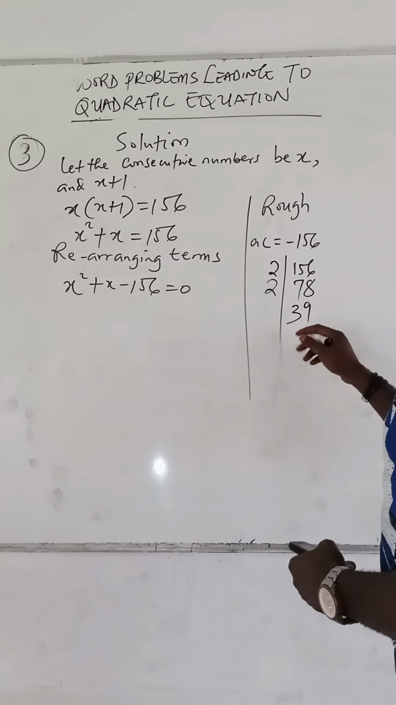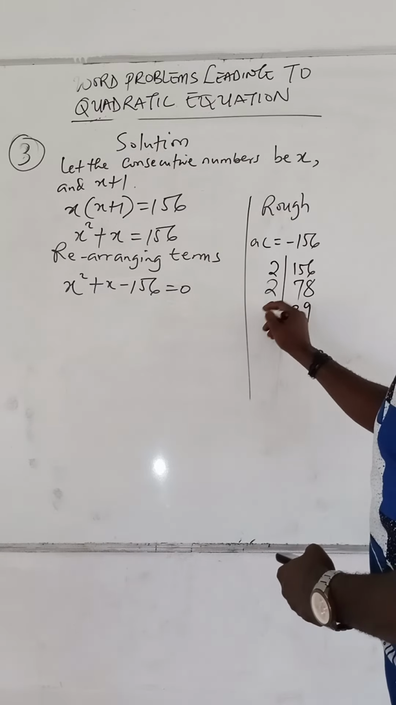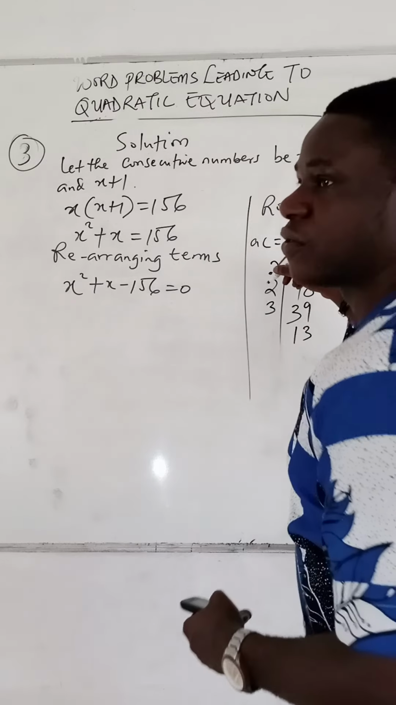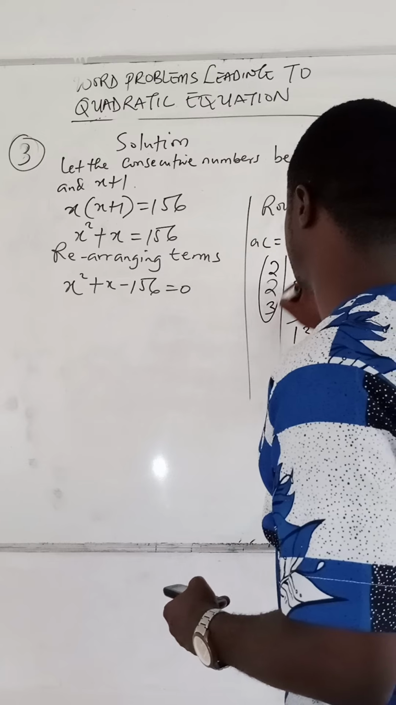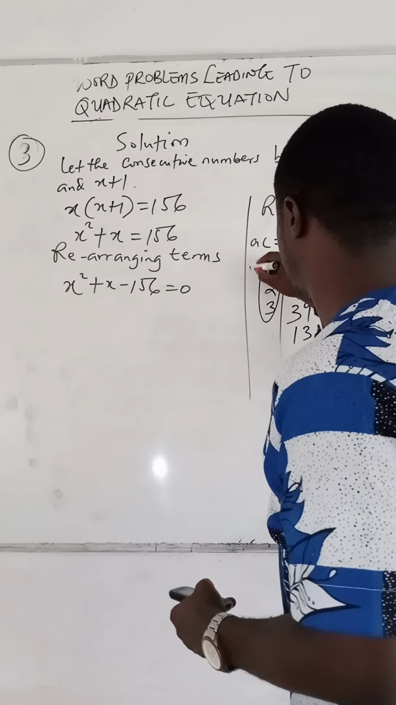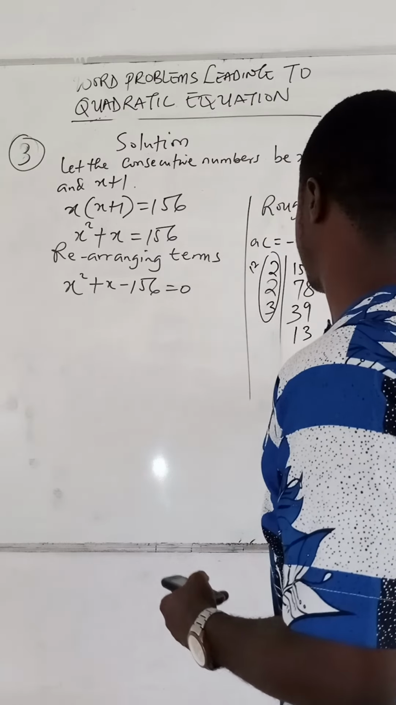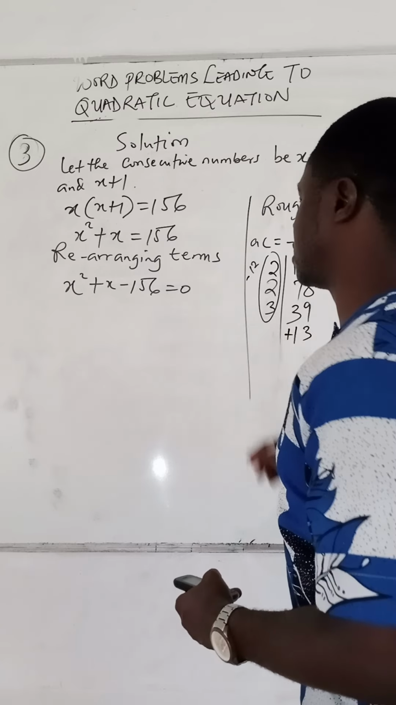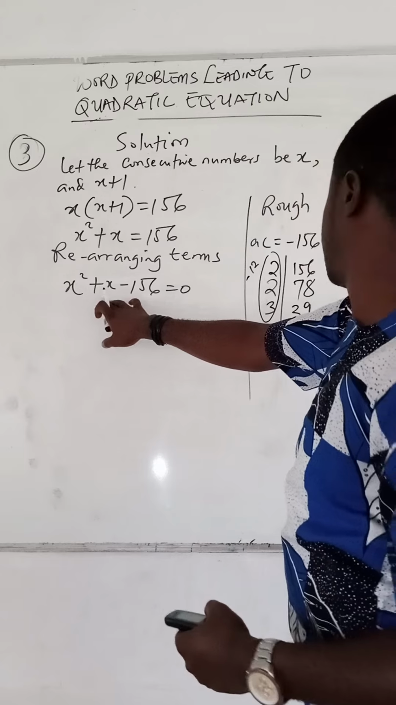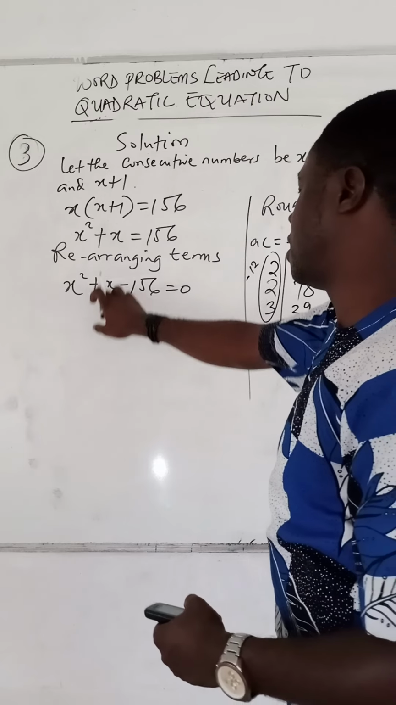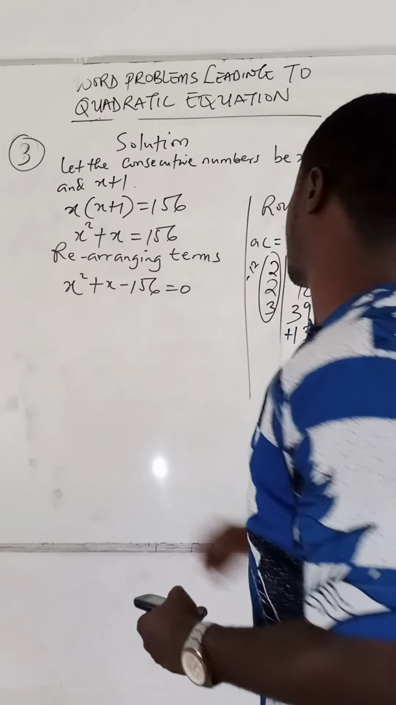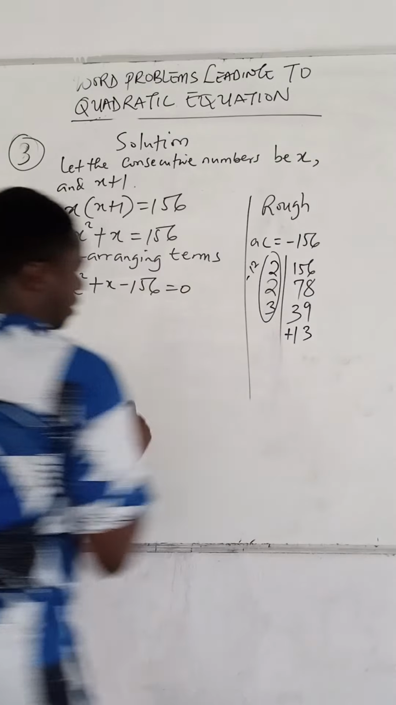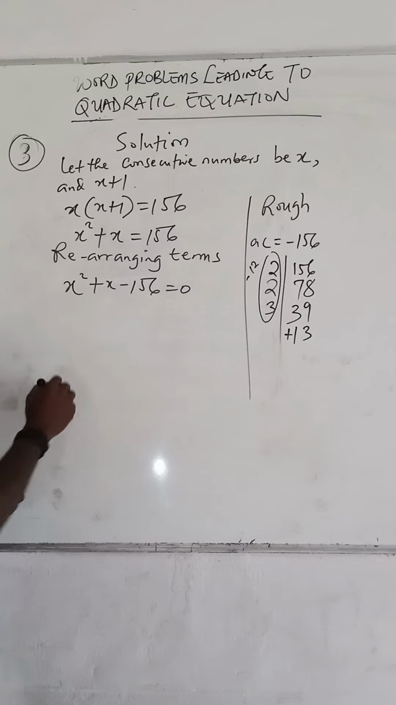The middle term B is 1. So we can use 3 now. 2 times 2 is 4, and 4 times 3 is 12. 12 and 13. If we combine them, plus 13 and minus 12, we'll get the middle term, the coefficient of x, which is 1. And if we multiply them, we get minus 156. Therefore, it's a better deal.